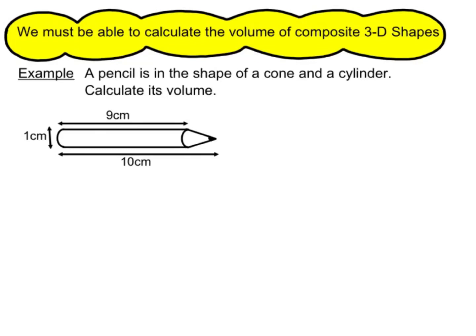In this video, we're going to look at how to calculate the volume of composite shapes. Now, composite shapes are basically any shape which is made up of one or more shapes. So let's have a look at the first example.